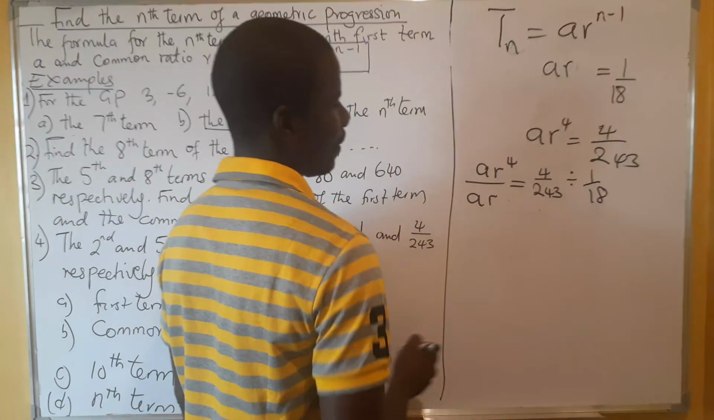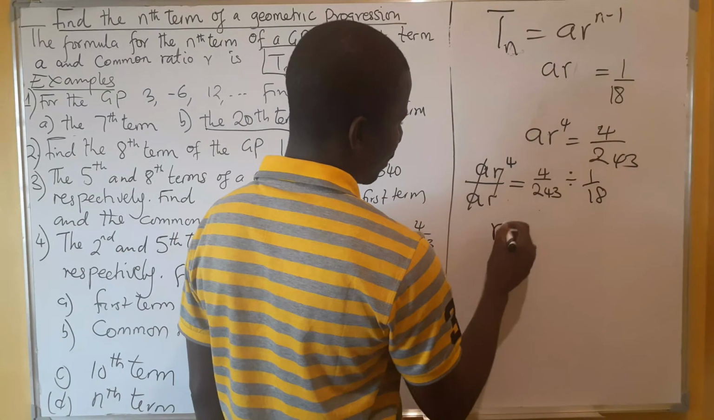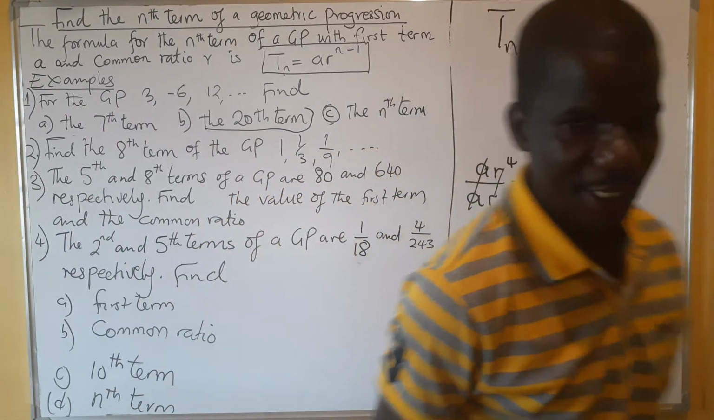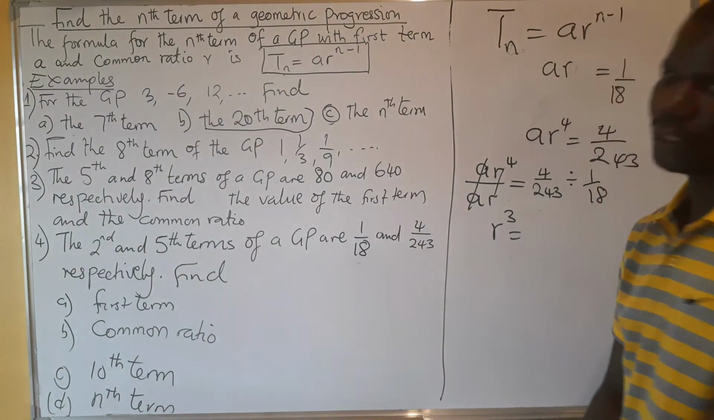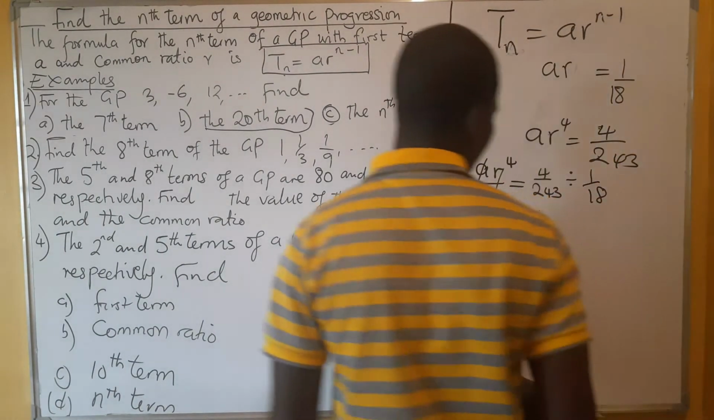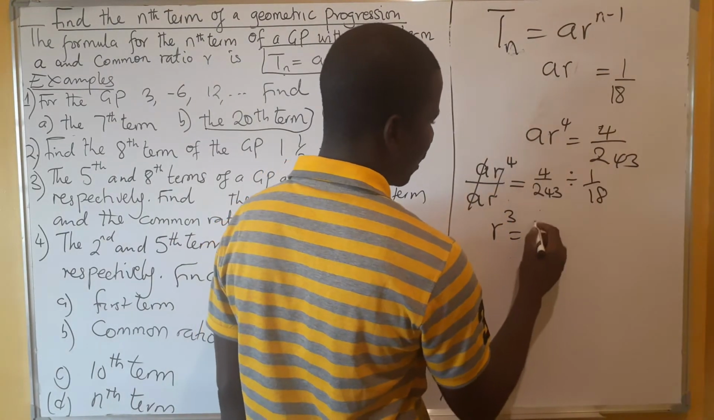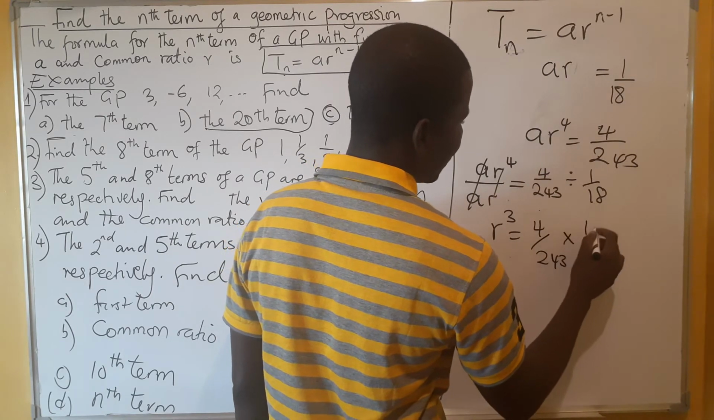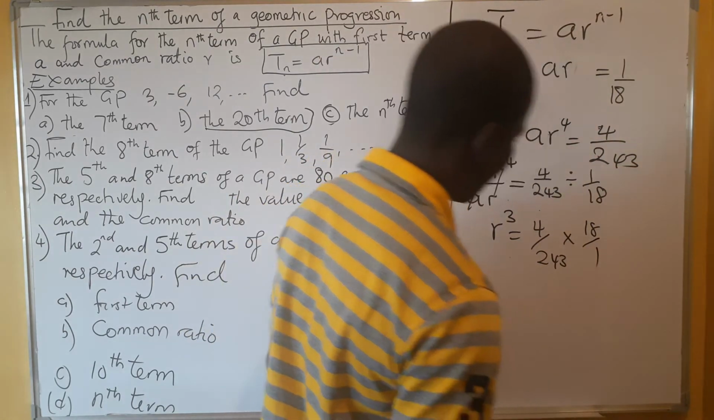It's the same. So we simplify this part. We're going to have the same thing, taking us back to something that we already worked with. So it's even similar and the concept is purely the same. So now we go on here and say 4 over 243 multiplied by 18 over 1. So at this point we need to simplify.